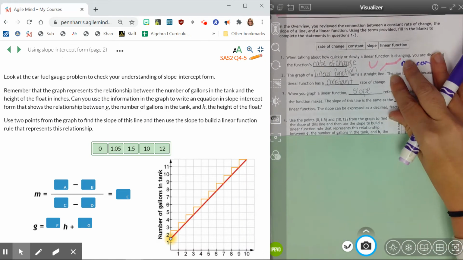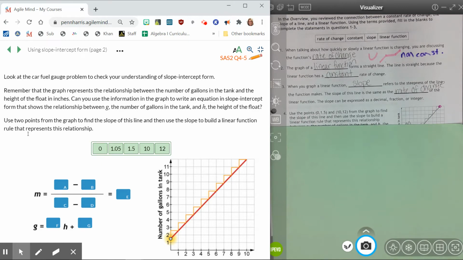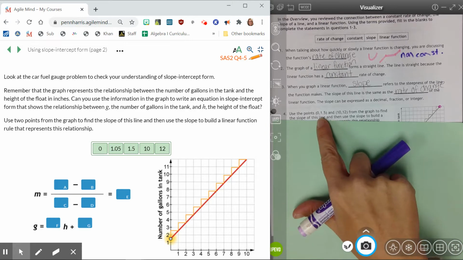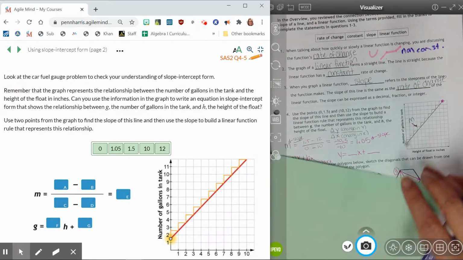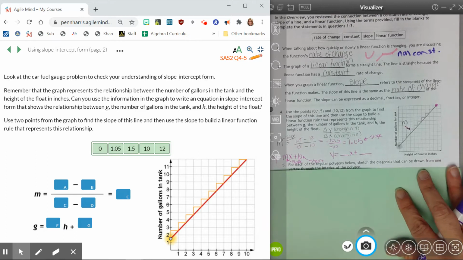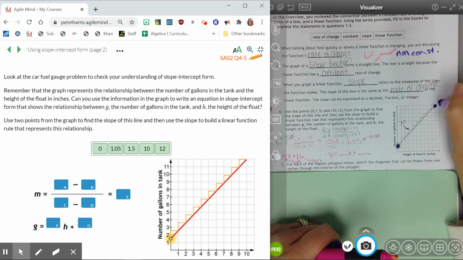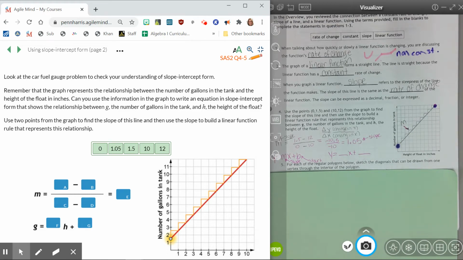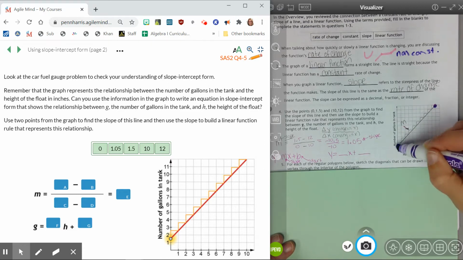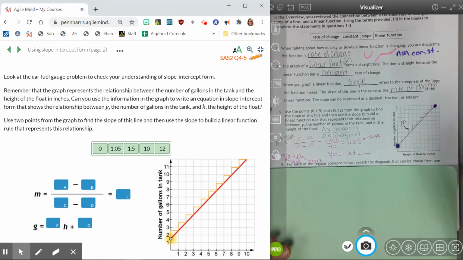So on this problem, they want us to use the 2 points on the graph. This came back from the fuel gauge problem that we just did in the overview. They want us to use the 2 points, (0, 1.5) and (10, 12). That would be this point down here and this point up here to determine the slope. We're going to count how much it takes us to get up, but I'll go ahead and show you the formula here.